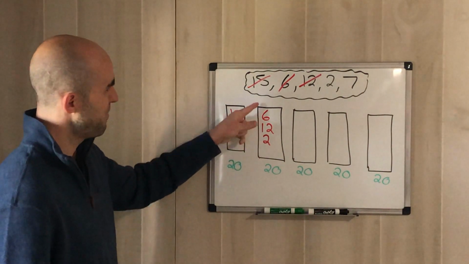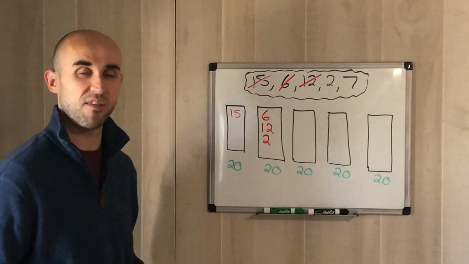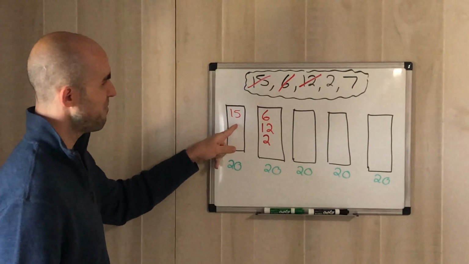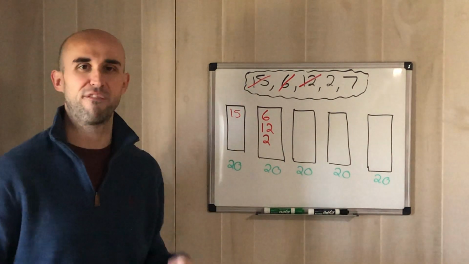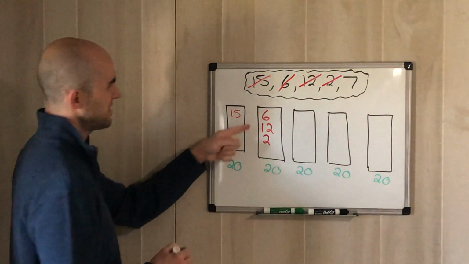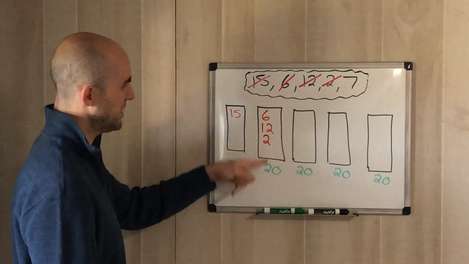That's always our goal for the best fit model. We try to fit it and fill it up completely so that nothing is left over. So even though we could have put the 2 here for the best fit model, it's always best to try to fit them into the ones that hold it perfectly, right? And we know it's perfect because 6 plus 12 is 18. 18 plus 2 is 20.